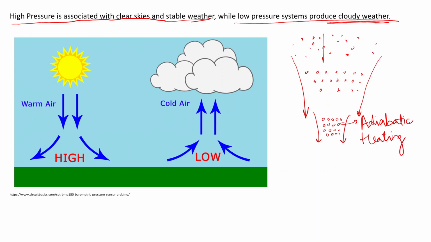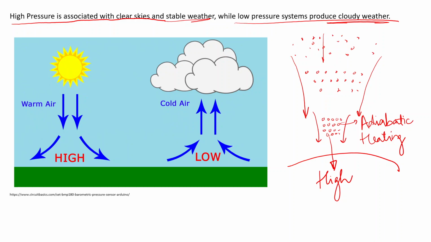Adiabatic heating. Now, the air which is close to the surface of the earth, as this air starts coming in, all the molecules become compact. They will exert more pressure. As a result, the earth encounters high pressure with sinking air.